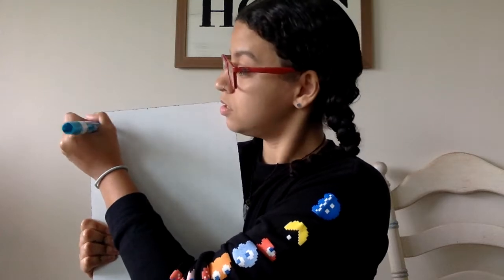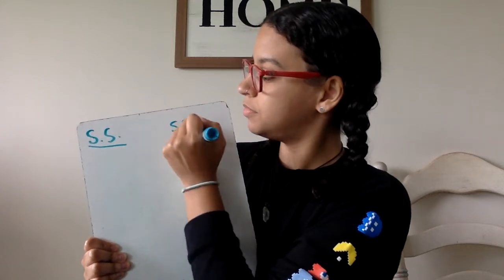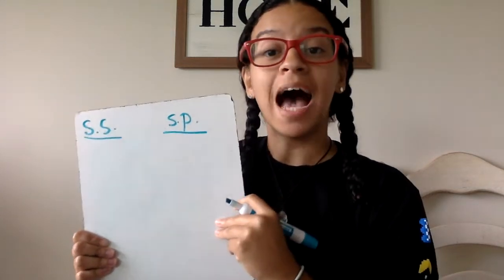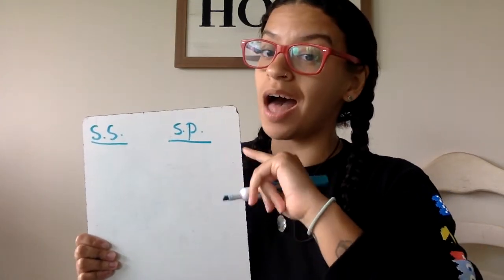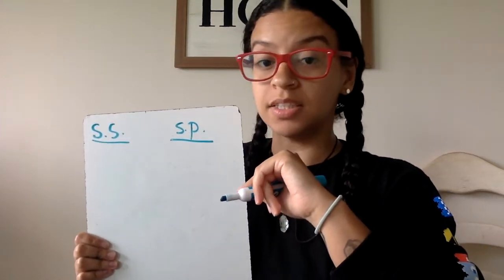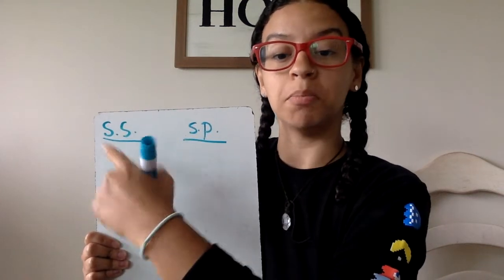Alrighty, friends, so let's set up our slate or our paper. Simple subject, SS, simple predicate, SP. I'm going to read the sentence twice, and then you're going to read it by yourself, and you're going to ask yourself, what is the action happening in this sentence, simple predicate, and who or what is doing that action, simple subject.